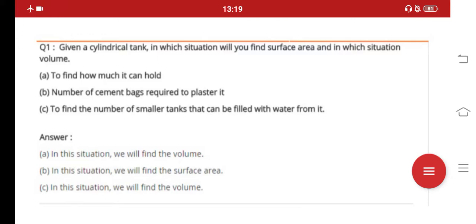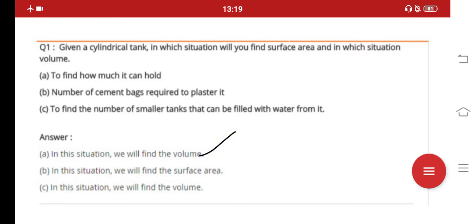Hello students, today we will start 11.4 of class 8. So see here what is given. Given a cylindrical tank, in which situation will you find surface area and in which situation you will find volume to find out how much it can hold. Okay, so for the first situation we will find out volume.